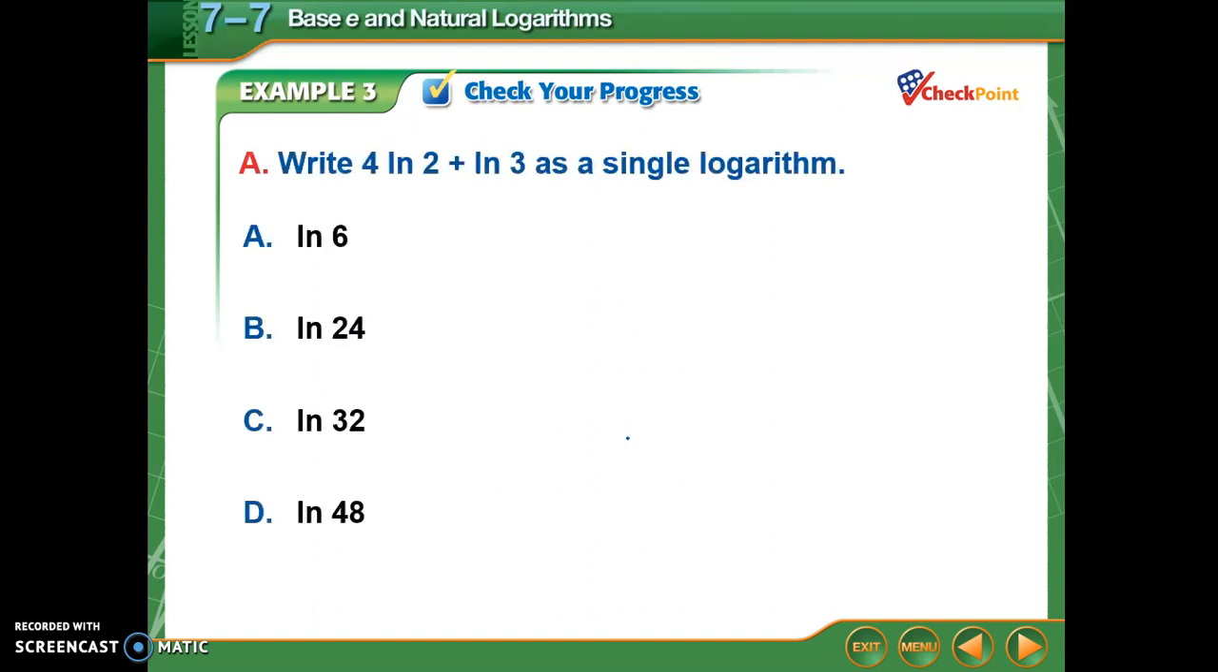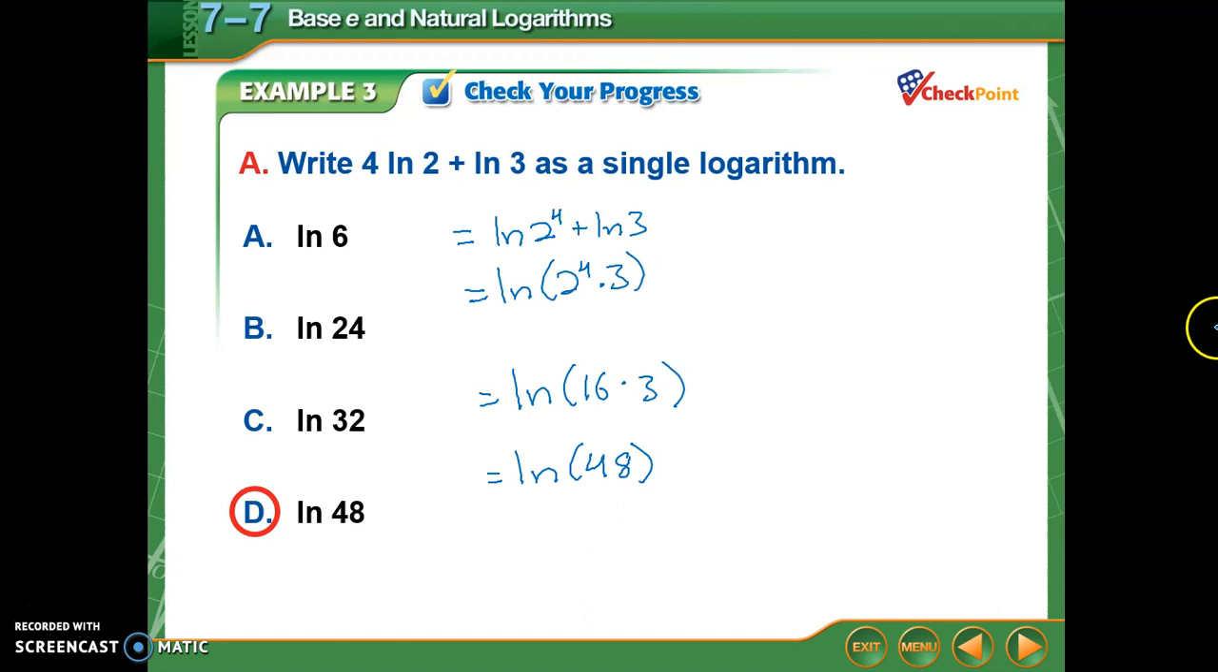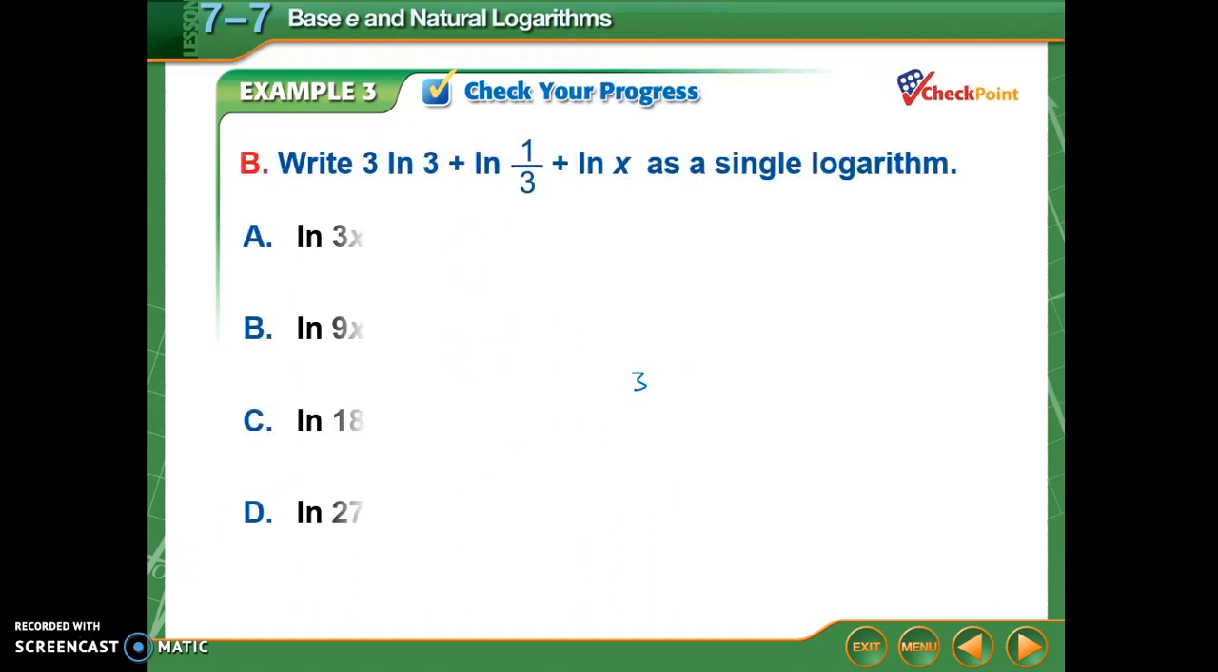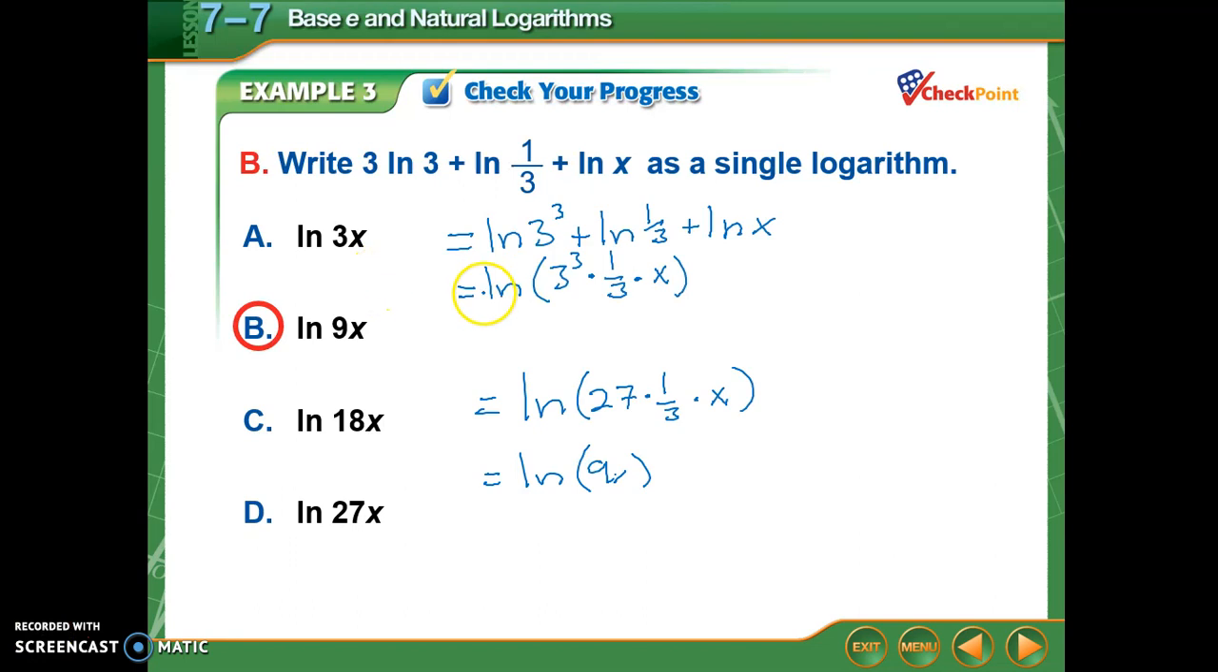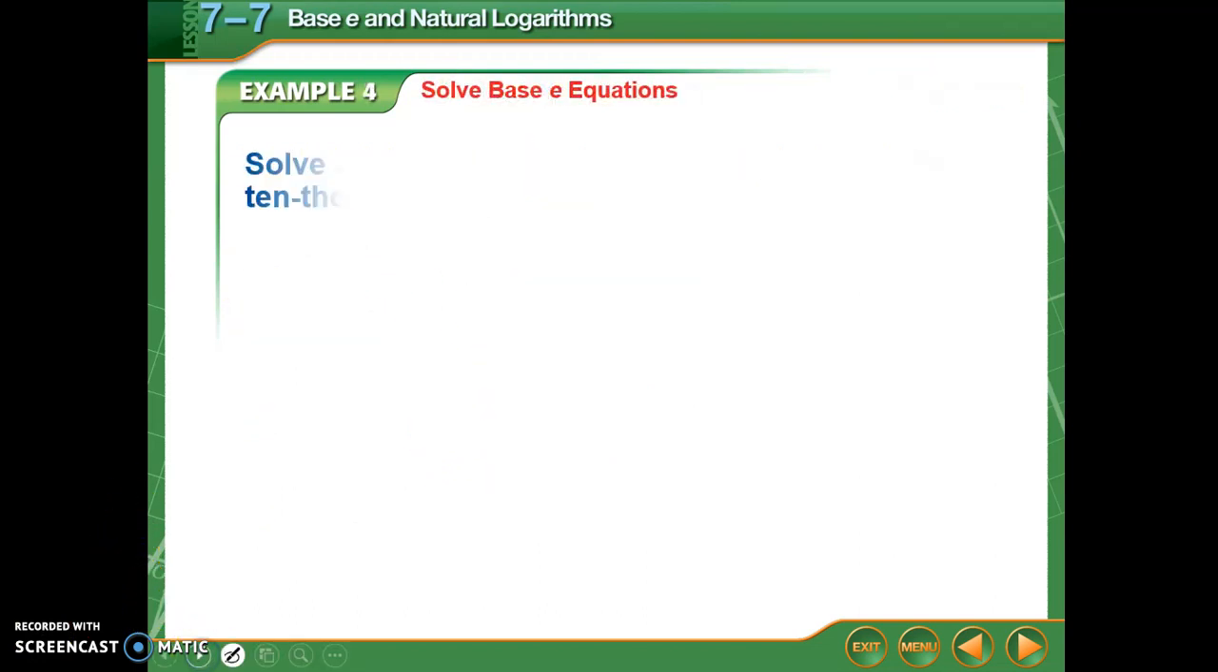Okay, I want you guys to try these. Write this as a single logarithm. Your answer should be D, the natural logarithm of 48. And here's the work for that. Try one more. For this one, you should have gotten B, which is the natural log of 9x. And there's the work for that one. That's how you get B.